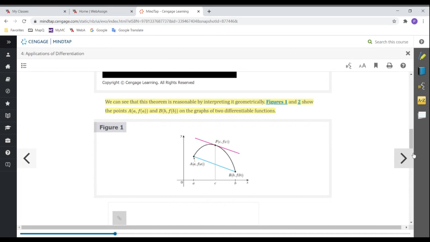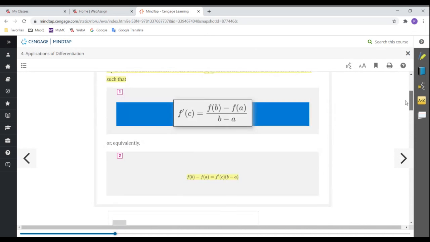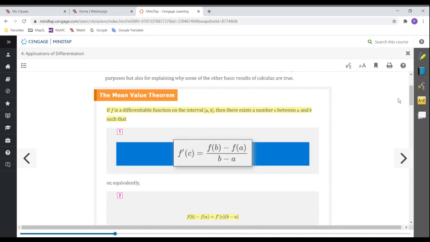And that has to happen if you have a continuous, differentiable function over some closed interval a, b. There's always going to be a point c between the values a and b, such that f prime of c equals f of b minus f of a over b minus a. So the mean value theorem is going to be important for proving the evaluation theorem.